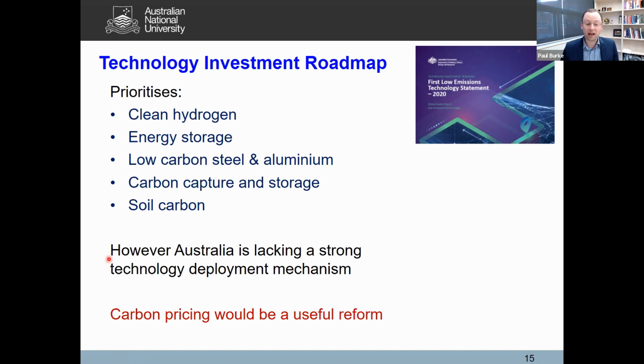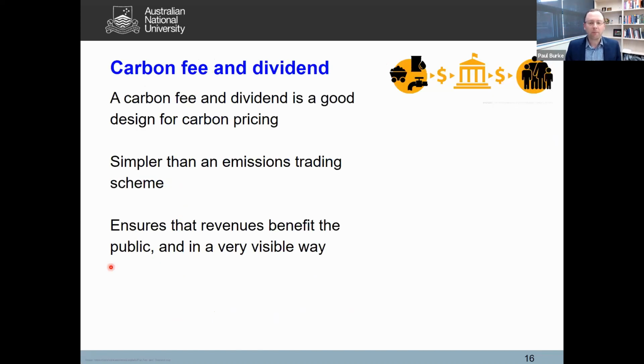So we're lacking a technology deployment mechanism. There are other ones other than carbon pricing, like the renewable energy target. It could be extended, but carbon pricing still in Australia would be a very useful reform. And it's not just incentivizing emissions reductions in electricity, but other sectors as well. I know that you have been very much championing this model, the carbon fee and dividend. So I just thought I'd say a couple of things on this.